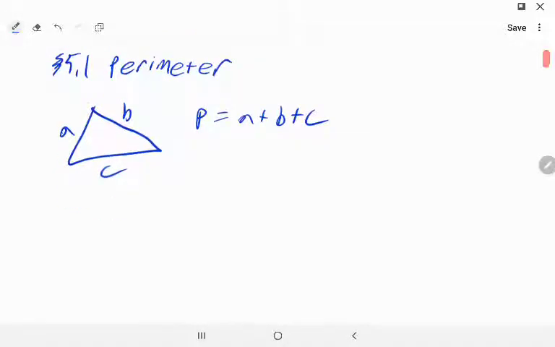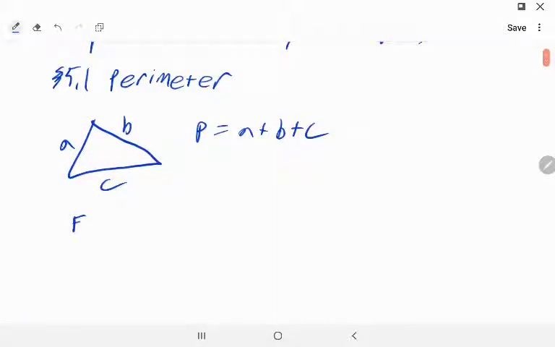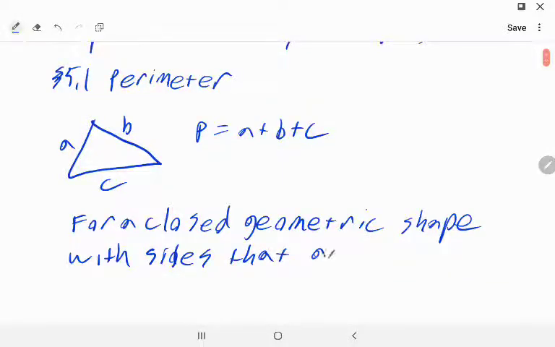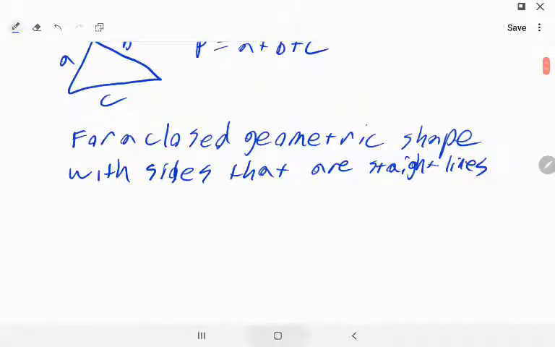So if we have a closed geometric shape with sides that are straight lines, we know the perimeter is just the sum of the side lengths.